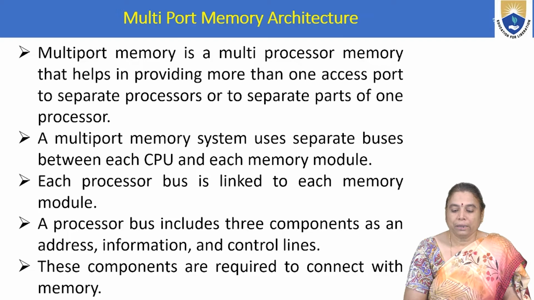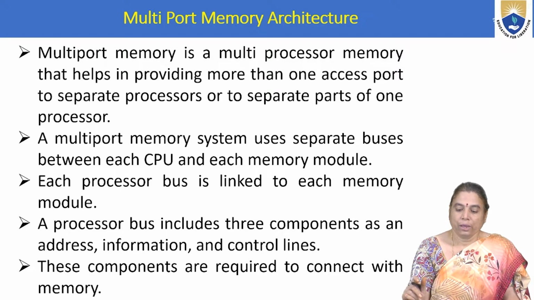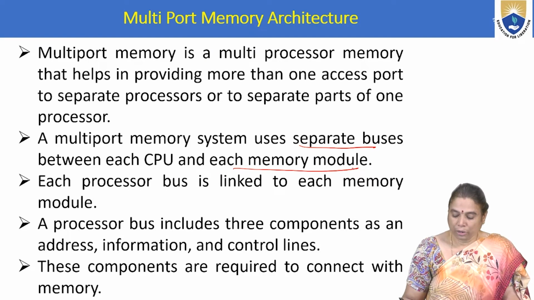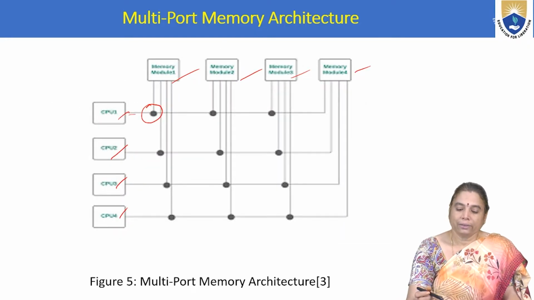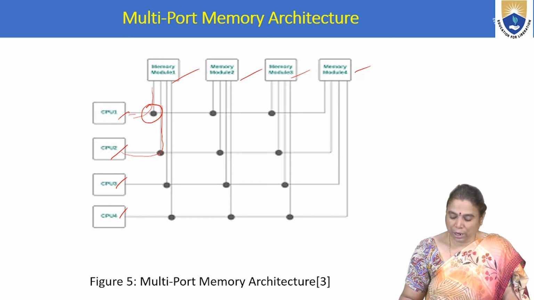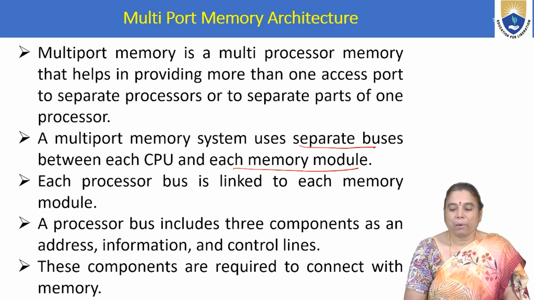So a multi-port memory system uses separate buses. As in the case of the time shared one, only a single bus is used. But here there are separate buses between each CPU and each memory module. If you look into the architecture, CPU 1 can have a separate communication path, and CPU 2 with memory module 1 can have a separate communication path. So the multi-port memory architecture employs separate buses for each memory module and CPU communication. Each processor bus is linked to each memory module.